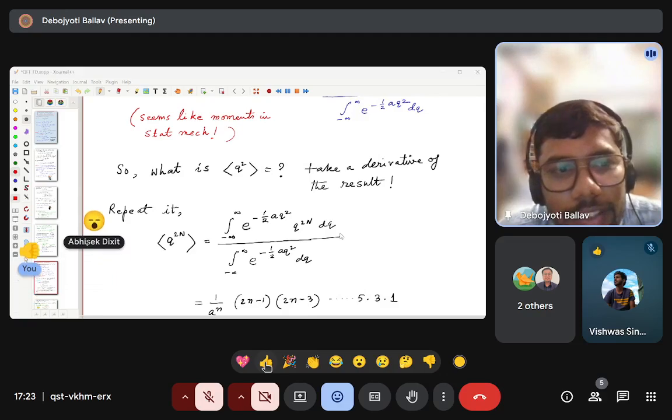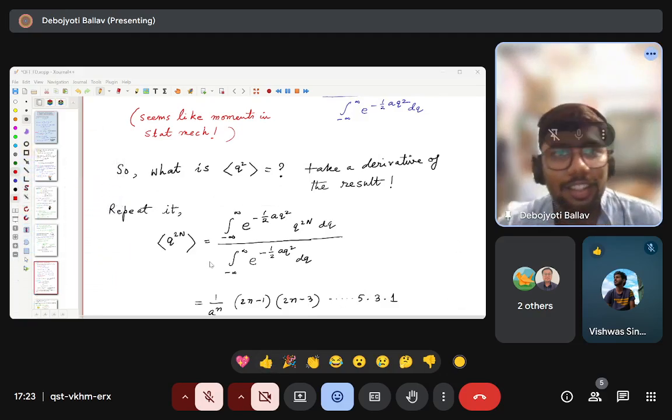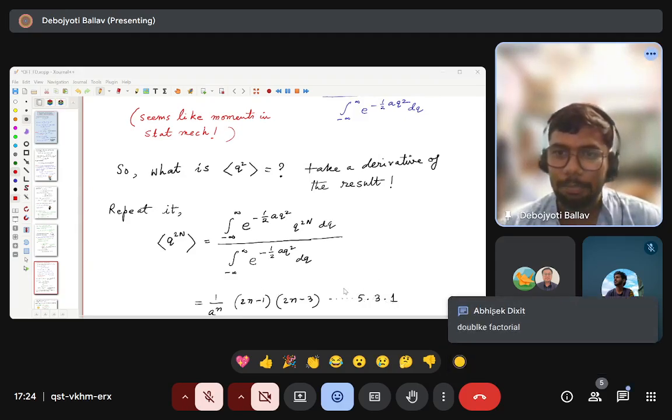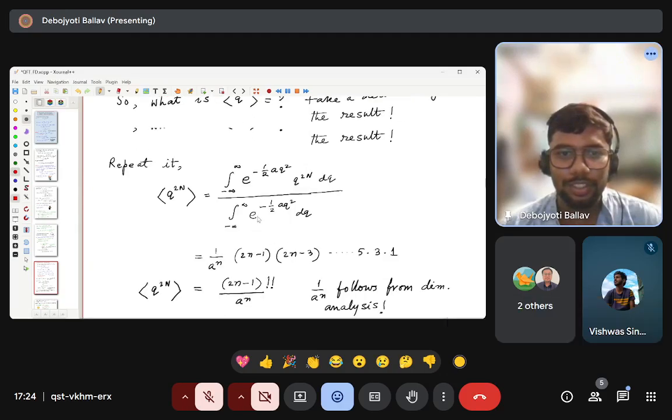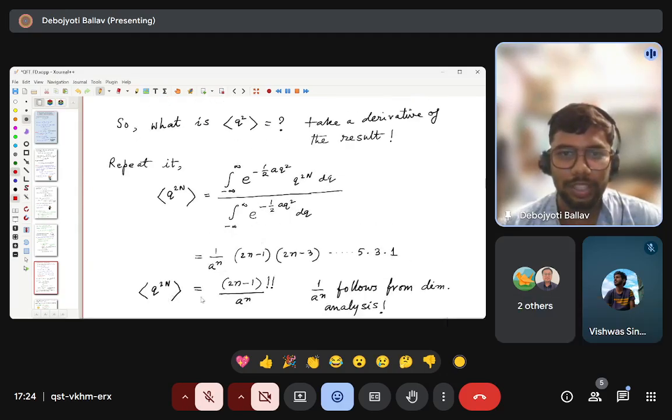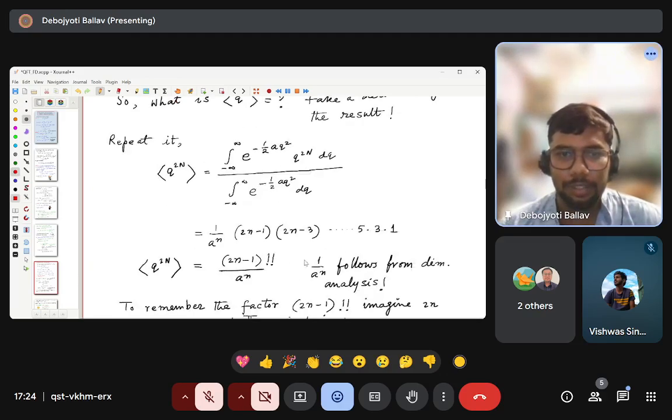By taking repetitive derivatives. Now what is this quantity, this 2n minus 1, 2n minus 3? Let's check how much mathematical physics you have studied in your bachelor's. Do you know what it is? Yep, it is a double factorial. Yes, exactly. So your average of q to the 2n is (2n minus 1) double factorial over a to the n.